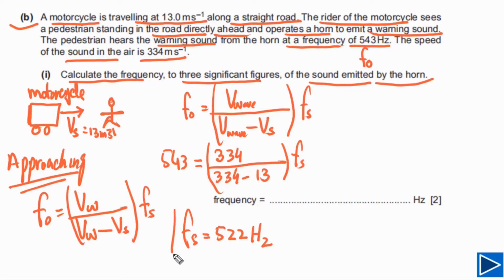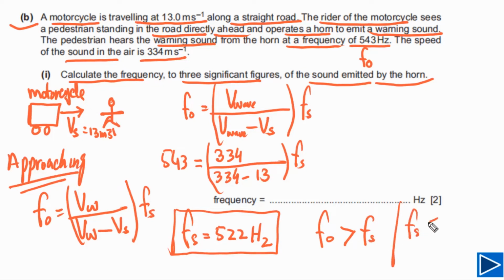522 Hertz, and this is the right answer because in this case the source is approaching, so the observed frequency has to be greater than the frequency of the source, or we can say Fs has to be lower than the observed frequency. So this is our final answer.